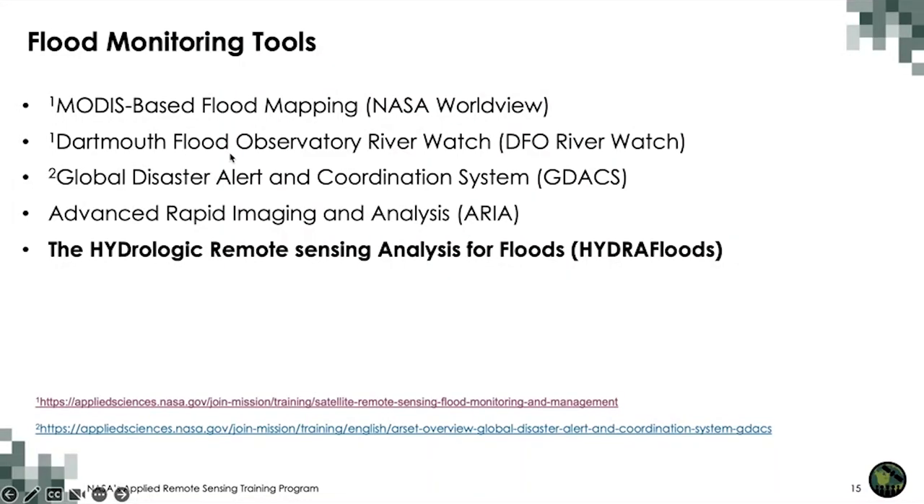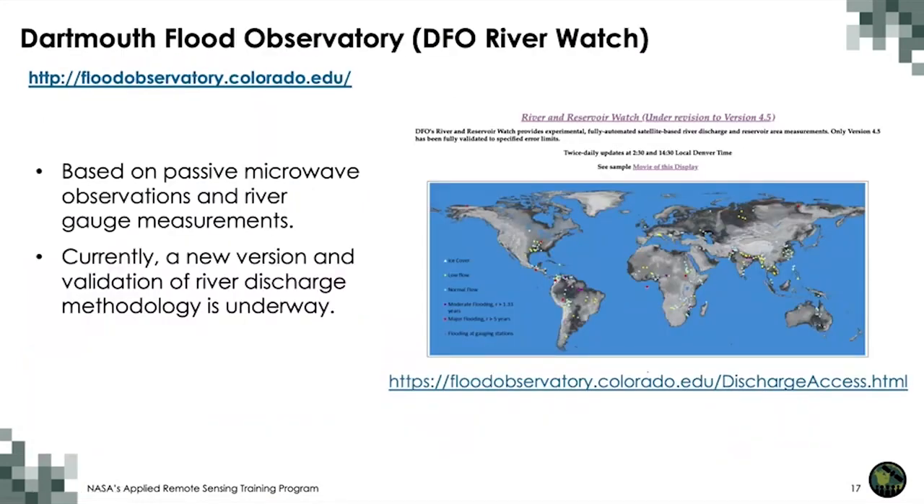The next one is the Dartmouth Flood Observatory. So right now there is no global map of near real-time flood on DFO, but there is a RiverWatch facility. It's based on passive microwave observations and river gauge measurements. So at locations on rivers where there are river gauge measurements available, a technique is developed so that based on microwave radiometer data and stream gauge data, stream flow can be derived at these locations based on satellite data.